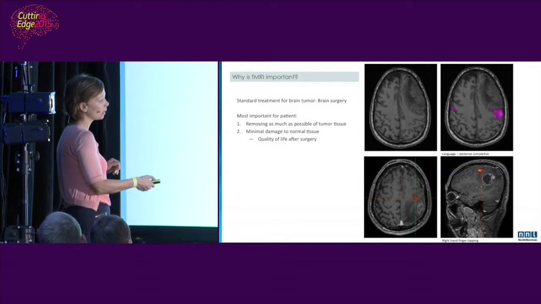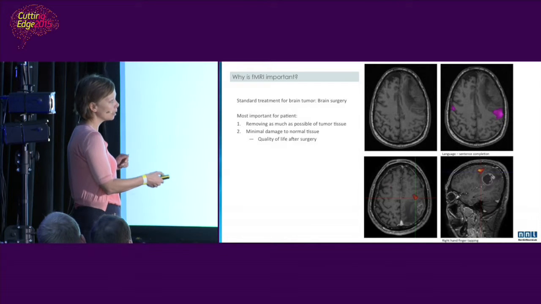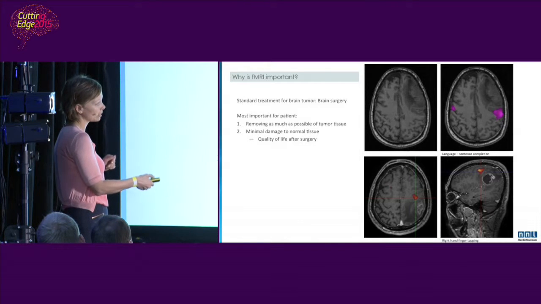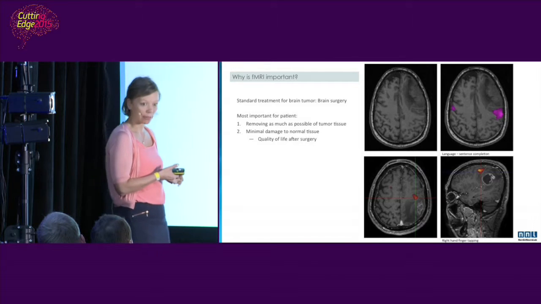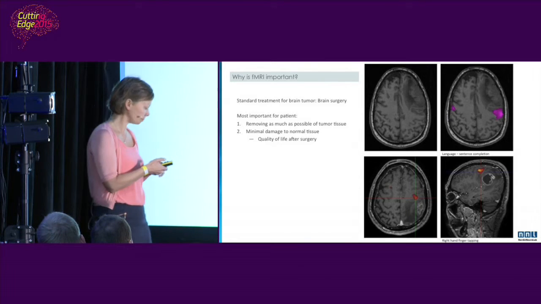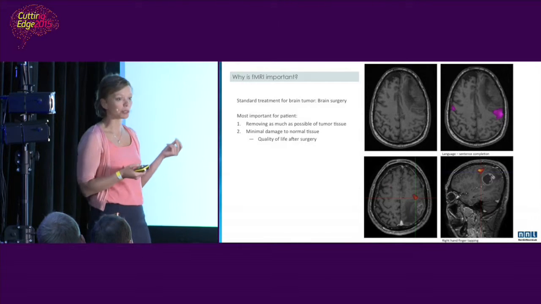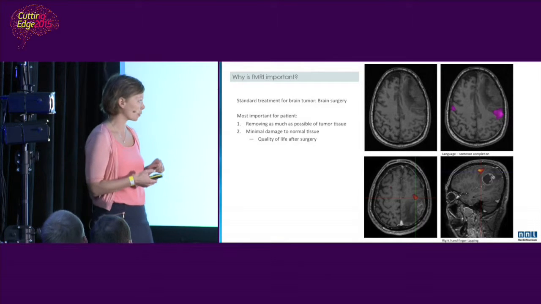This is yet another example. We see here the tumor, and we see the functional area of finger tapping in this case, quite close to the tumor. So with this information, the neurosurgeon can better plan the surgery and better perform the surgery without damaging those important functions for the patient.